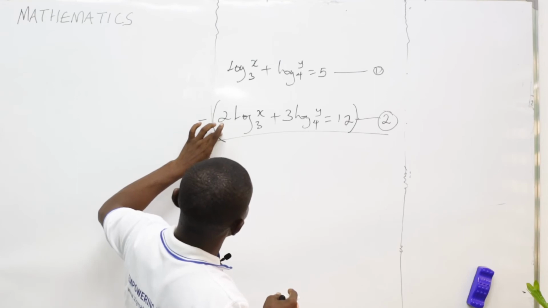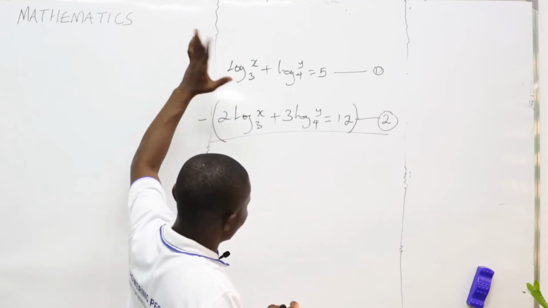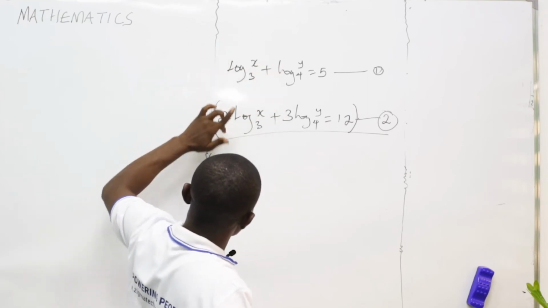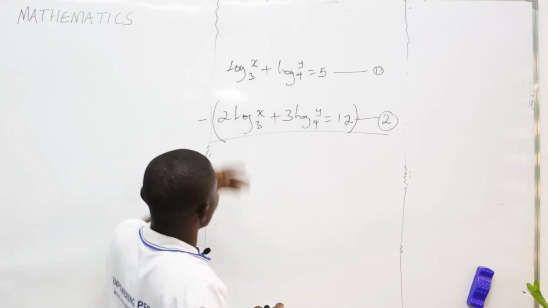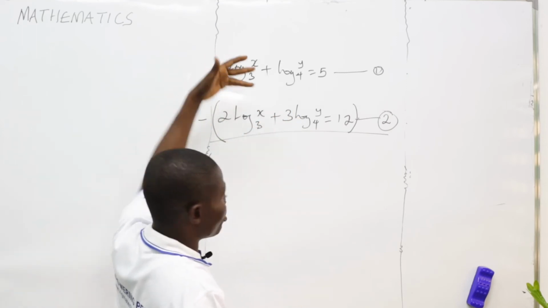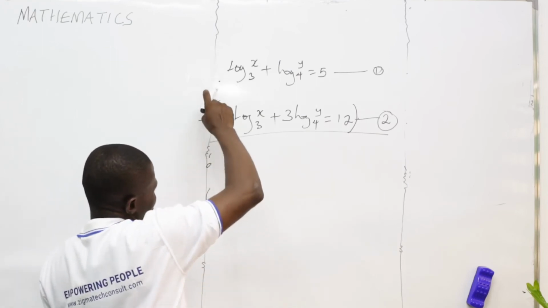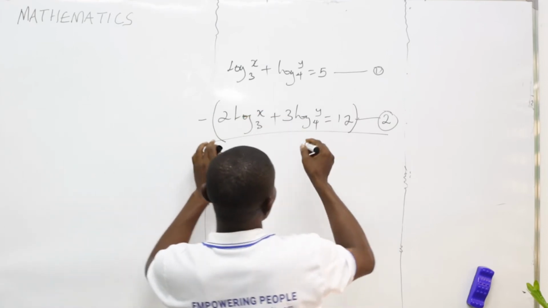Watch this. This is 2 log, while this is just log, meaning 1 log. And this one is also 1 log. Here is not equal to here. Here is also not equal to here. So there is something you will do, because one of the variables must be equal to each other before you can be able to solve. So introducing this minus sign may not give us exactly what we want. So having found this out, what do we do?